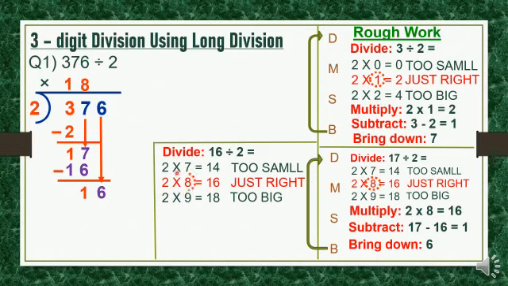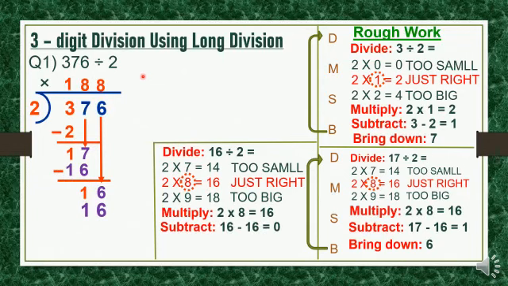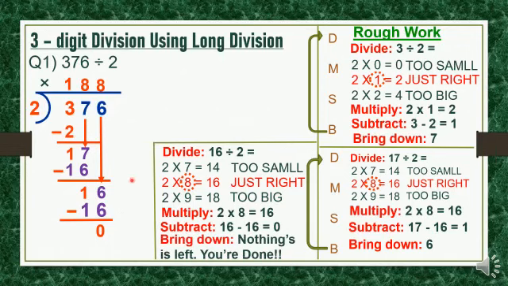So we can make 8 groups. So that 8 will be going on top of 6. Let's write it on top of 6, and then we will multiply. So 2 eights are 16, done. Then the next step is to subtract. Now we get a 0 after subtraction. Is there any more number to bring down? No. No more number to bring down. So nothing left. So we are done.